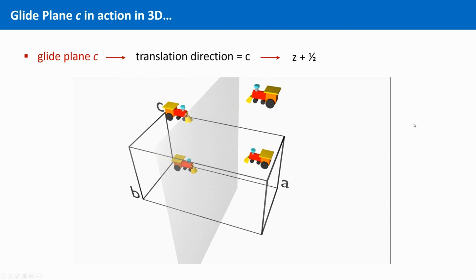Okay, that were the 3 simple glide planes in crystals. In the next unit, we will have a look at the slightly more complicated glide planes left, namely N, D, and E.